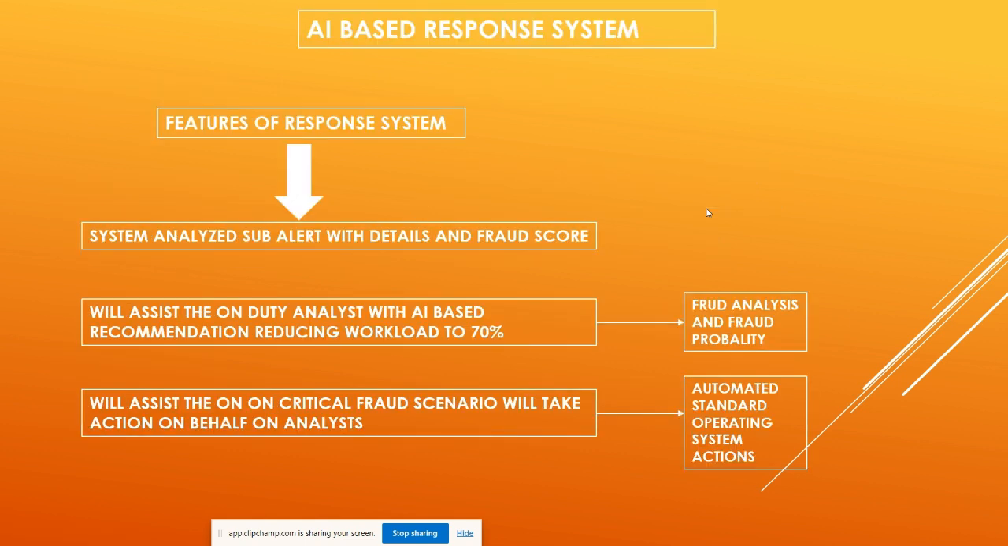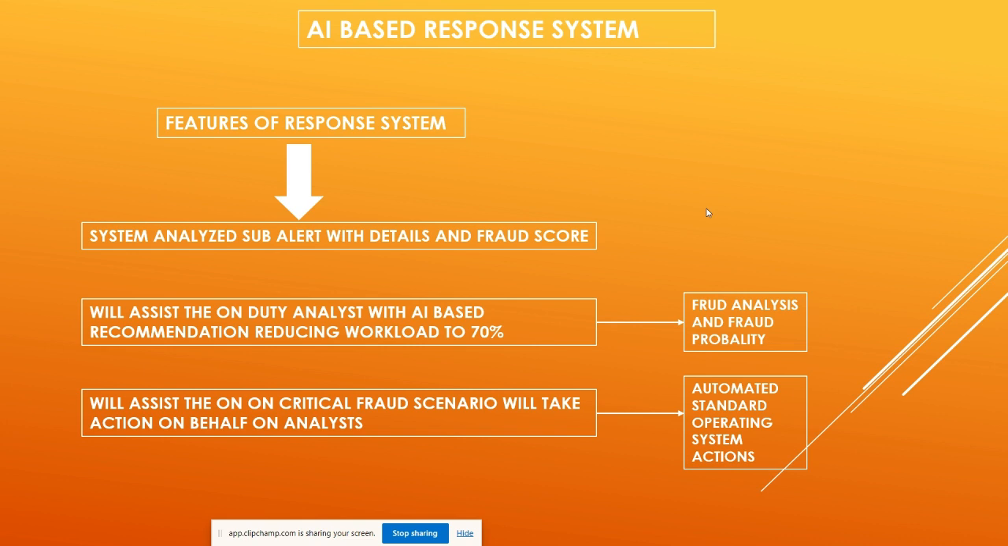So this is the main blueprint that I propose and I am working on. We will make an AI based response system. And what are the features of this response system? You can see here in the presentation window. We respond to alerts. I told you there are basically only four alerts. Whenever an alert is made, the system analyzes it, and an alert with details will be generated by artificial intelligence, and it will also cover a fraud score. It will assist the on duty analyst with the recommendation. It will analyze the alert, which I already told you is made by rules and generated by the Python script that is going on.